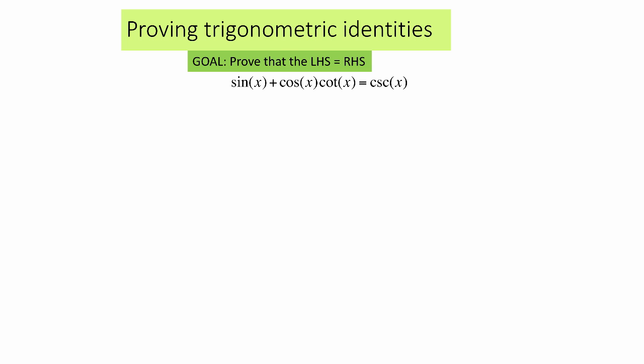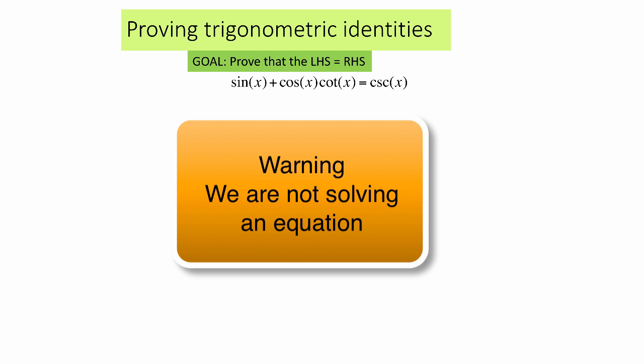This is an example of how to prove a trigonometric identity. The goal when you're proving trigonometric identities is to prove that the left-hand side and the right-hand side are exactly equal. Now this is different from an algebraic equation. We're not solving for x. We're simply trying to prove that no matter what value x is, the left and the right-hand side are equal.